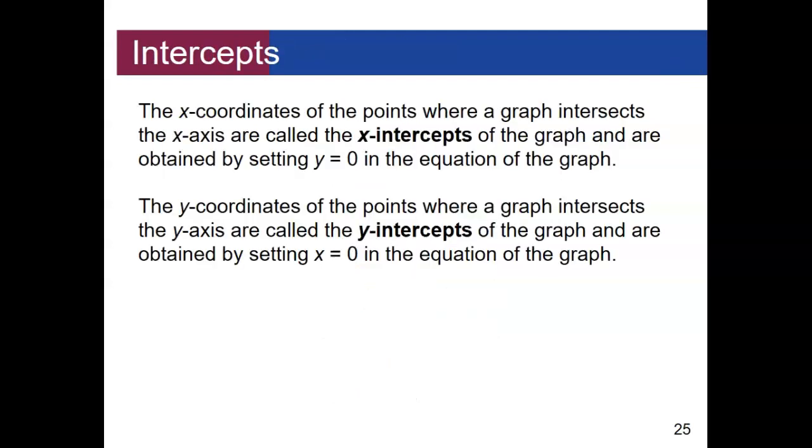Okay, moving on to finding intercepts. Intercepts is a very important concept, especially when we start graphing different types of functions. So the x-coordinates of the points where a graph intersects the x-axis is referred to as its x-intercepts. And we find the x-intercepts by setting y equal to 0. So it's almost like opposites. For x-intercepts, you use y equals 0.